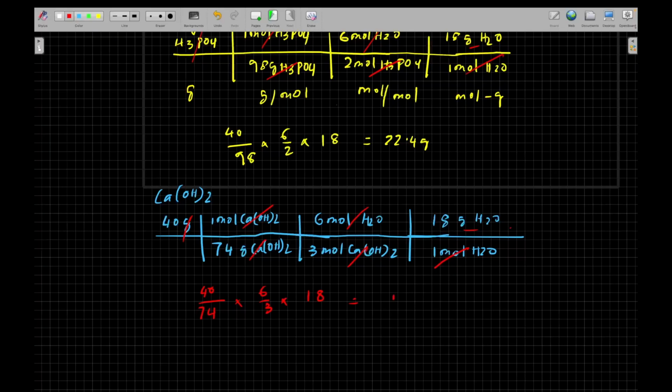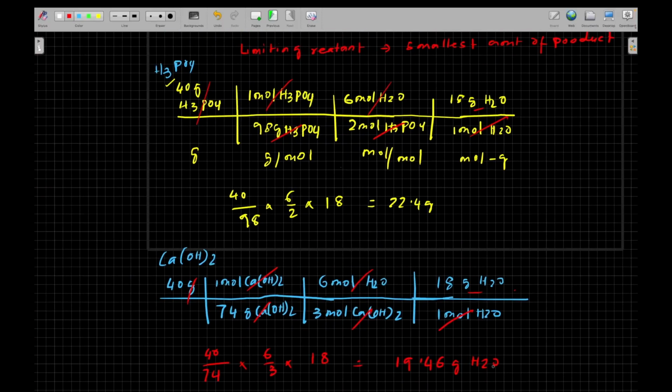The answer in this case is 19.46 gram of water. So, which reactant produces the smallest amount of the product? Calcium hydroxide. So, calcium hydroxide is the limiting reactant.